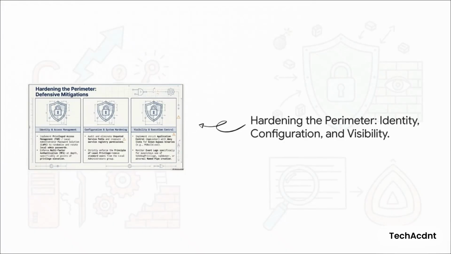True security isn't just buying one tool and calling it a day. It requires layering identity and access management, robust system hardening, and strict execution visibility. You need to actually monitor those event logs, specifically looking for the abnormal creation of named pipes or the deeply suspicious use of SeDebugPrivilege by standard accounts.